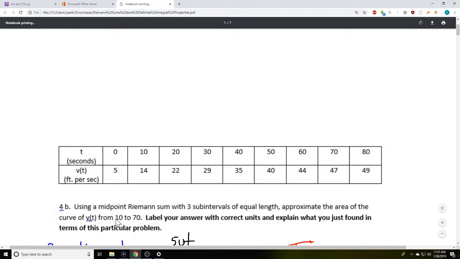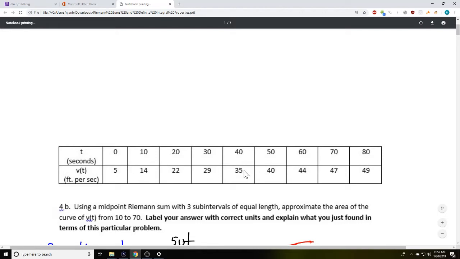So if you want 3 subintervals from 10 to 70, that means that we're not worried about the 0 and the 80. We're only worried about from 10 to 70. All right, so if I want to split the interval from 10 to 70 into 3 pieces, well, the 3 pieces would be to go from 10 to 30, 30 to 50, and 50 to 70, right? That would be our 3 subintervals, okay? 10 to 30, 30 to 50, and 50 to 70, 3 subintervals.